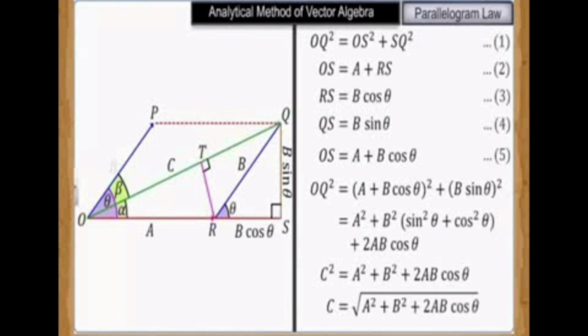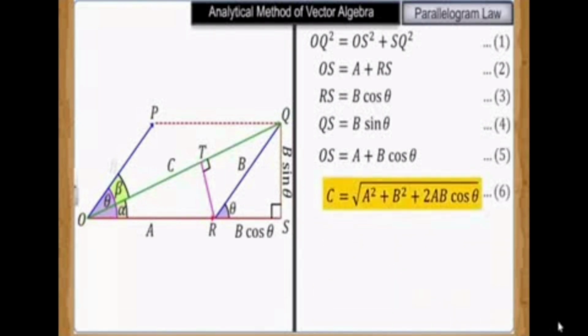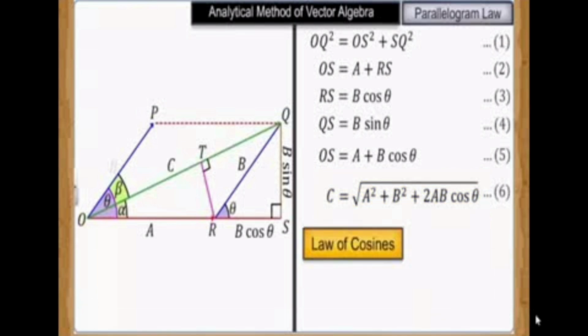This is called the cosine formula. It is a very useful formula, called the cosine law. It's also called the triangle law of vectors.